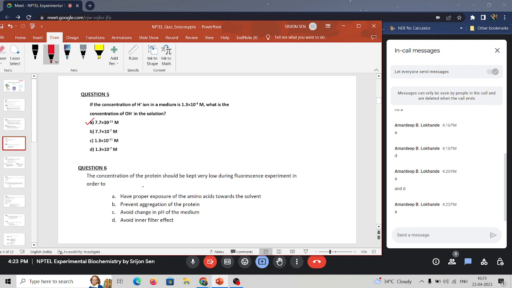Okay, question number 6. The concentration of the protein should be kept very low during a fluorescence experiment in order to. So why do you have to keep the concentration of protein very low? Have proper exposure of the amino acids towards the solvent, prevent aggregation of the protein, avoid change in pH of the medium, or avoid inner filter effect.